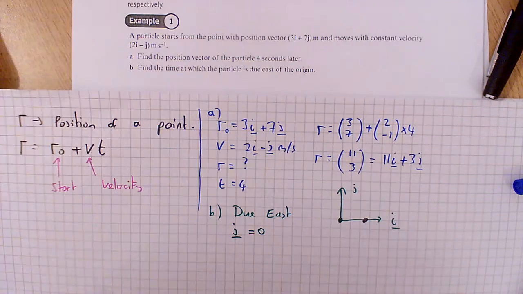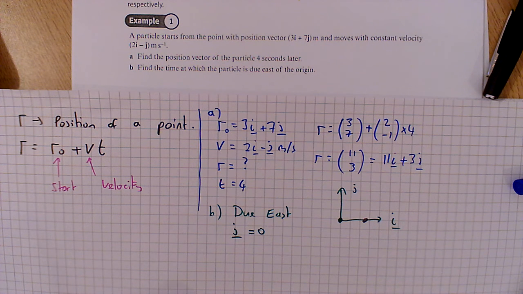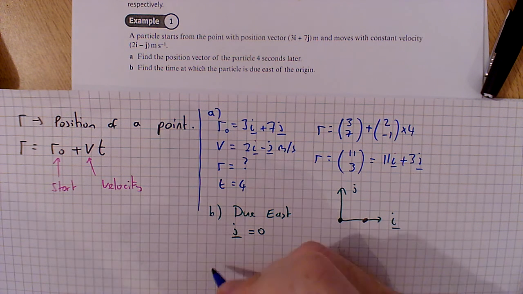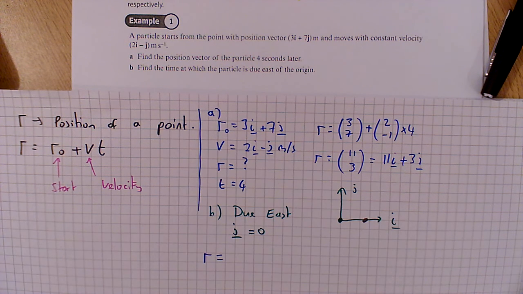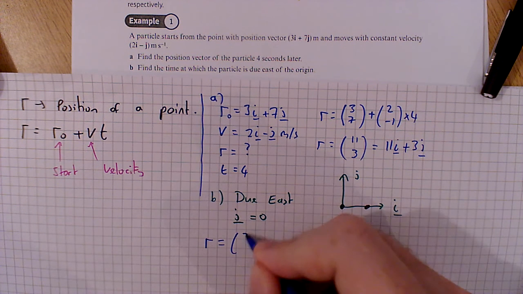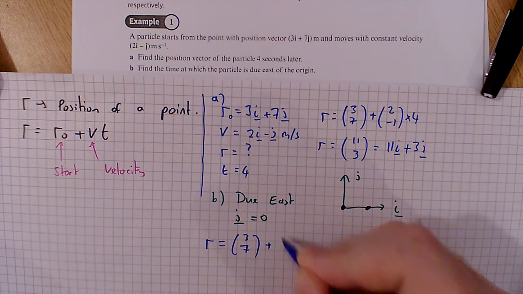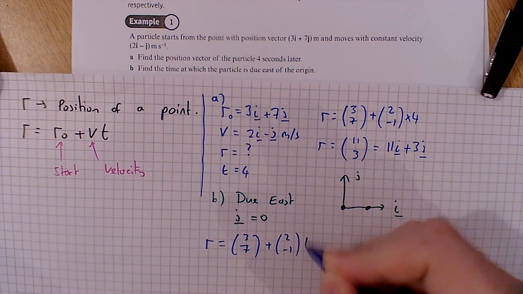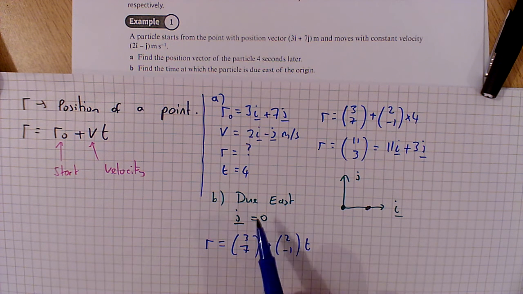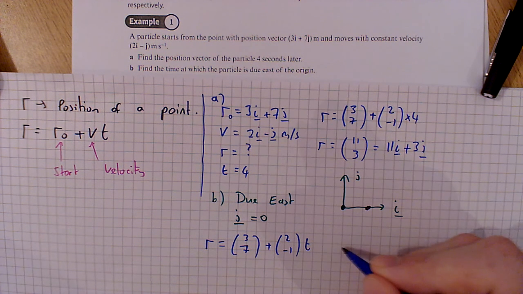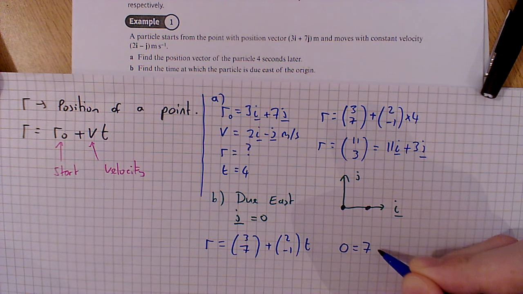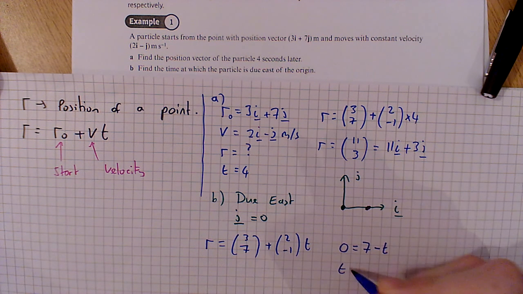So with the coefficient of j equal to 0, we need to set up our equation. What we're looking for is the time. The position r is going to be equal to 3, 7, which was the start, plus the velocity multiplied by the time. But the key point is that the j component has to be equal to 0. The j component we get from 7 plus minus 1 times t. So for that to be 0, 0 equals 7 minus t, so t is 7 seconds.